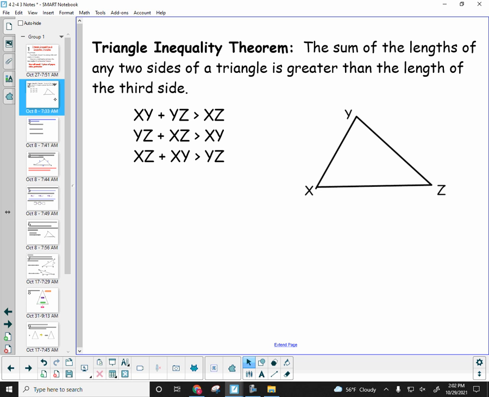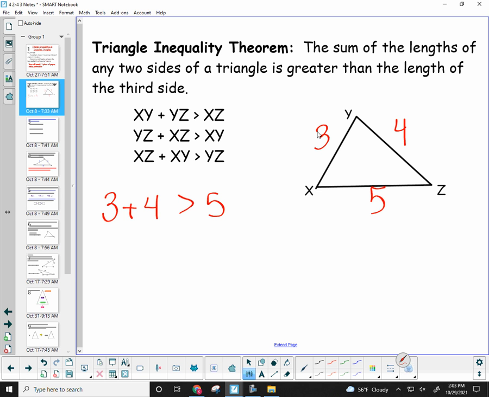So here's what this says. It says the sum of the lengths of any two sides of a triangle is greater than the length of the third side. Here's what it means in English. Let's say this is 3, 4, and 5. I'm just going to make up some numbers here. What this is telling us is that 3 plus 4 has to be greater than 5. So add any two sides, and it has to be greater than the third side.